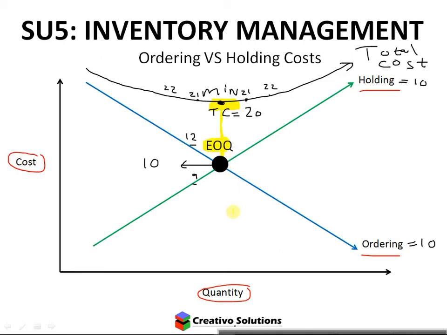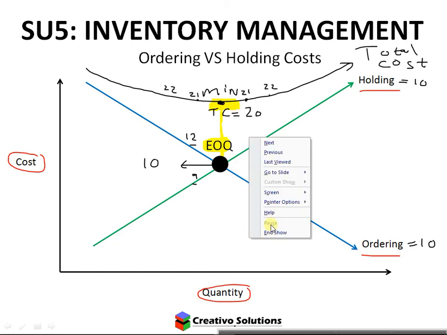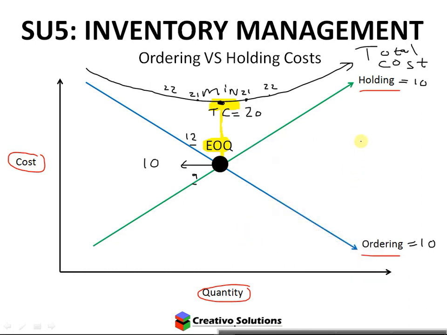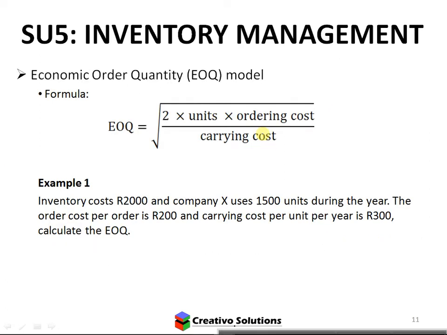So EOQ is where your total costs have been minimized. Total cost is always the sum of the two: the ordering plus the holding. If you add the two, you'll get the total, and that would be over here at the top, because each of those lines represents an individual cost. Is that alright?